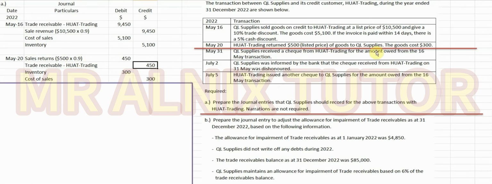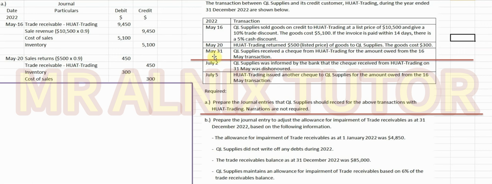Now come to the next one, the same thing. They mentioned the goods cost of 300 here. That's why you debit your inventory, credit your cost of sales, because you receive the goods from your credit customer, and then you put your goods back into the inventory. That's why you need to debit your inventory, credit your cost of sales. Alright, come to the next.